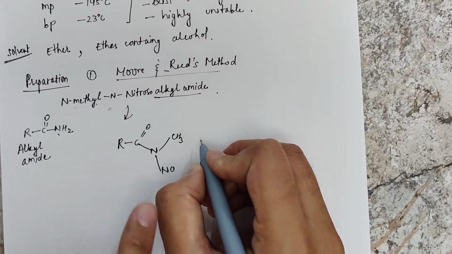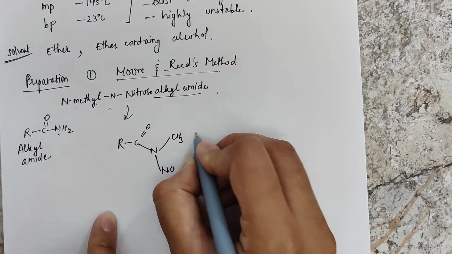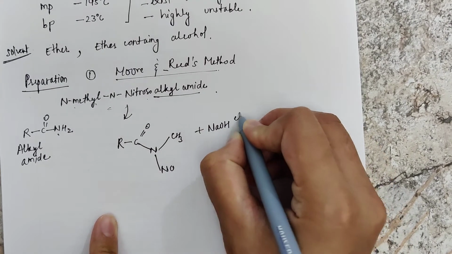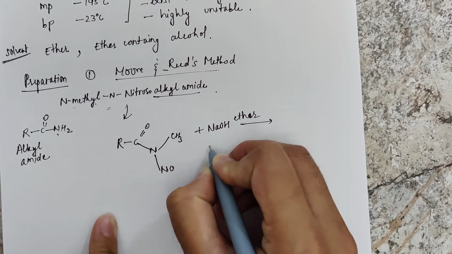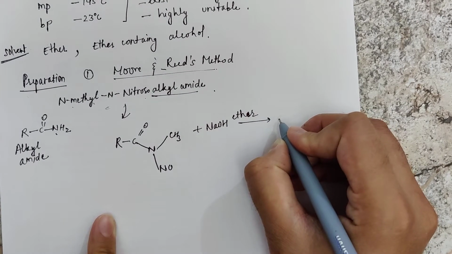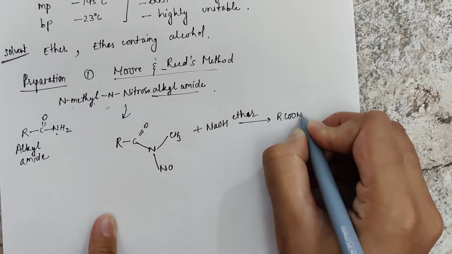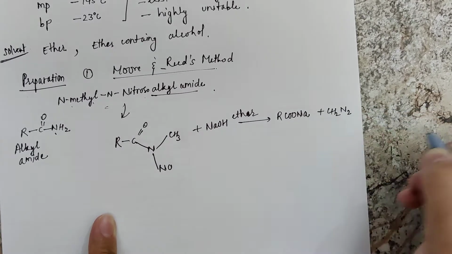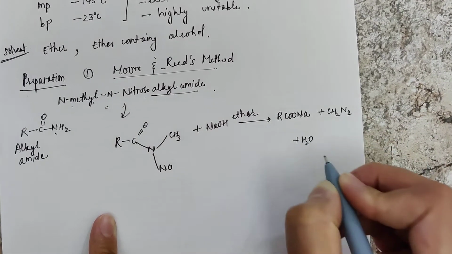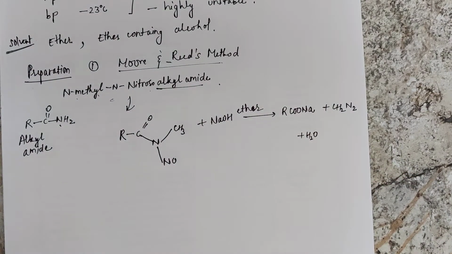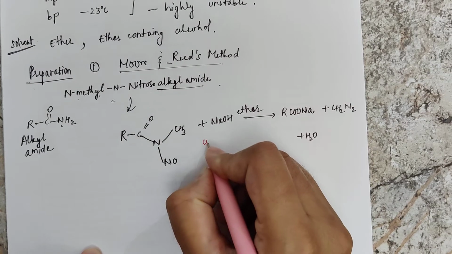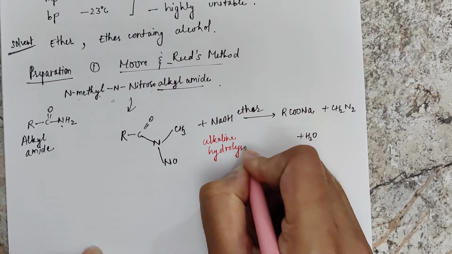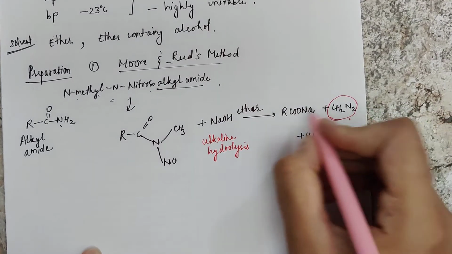N-methyl and nitroso alkyl amide on undergoing alkaline hydrolysis in ether provides us sodium salt of the carboxylic acid, diazomethane plus water. So this is undergoing alkaline hydrolysis. It's prepared. This will be a salt.